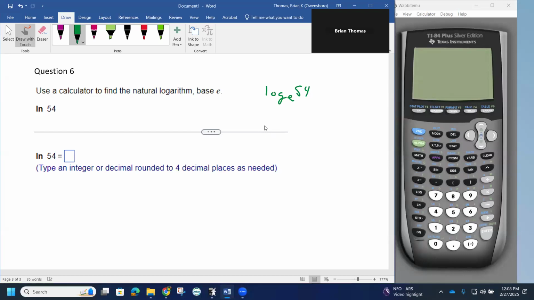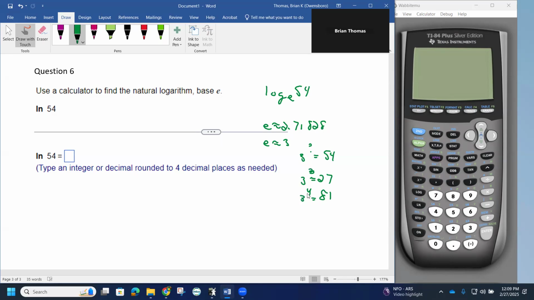So remember, e itself is approximately 2.71828. So essentially, roughly, e is close to 3, if you will. So essentially what this is saying is, 3 to what power is 54? Well, I know that 3 cubed would be 27. 3 to the fourth would be 81. So based on this, the answer's got to be around between 3 and 4 if I was using 3.